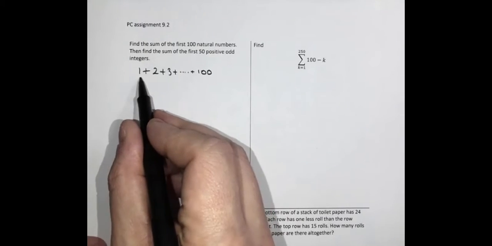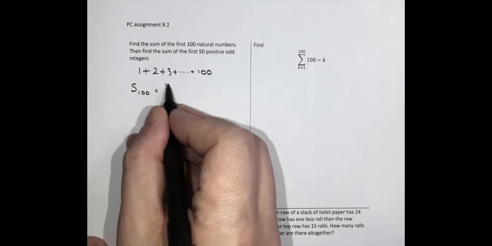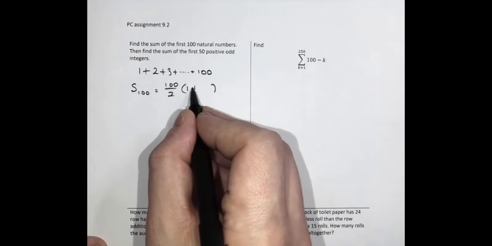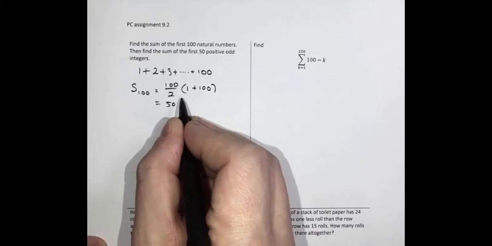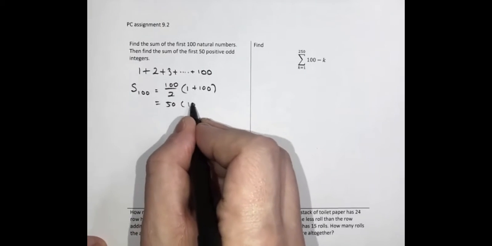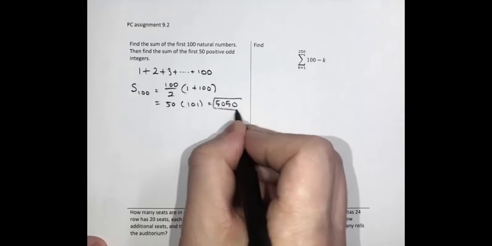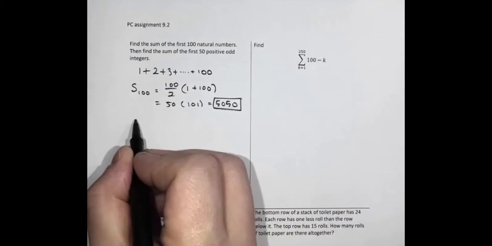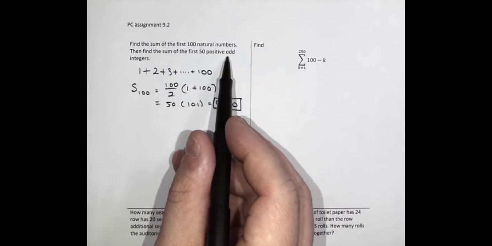So clearly this time there are 100 terms. So the sum of these first 100 terms is going to be 100 over 2 multiplied by the first term plus the last term. So in other words, we get 50, which is 100 over 2, multiplied by 101, and so the answer is 5050. Think about how much time that would take if you literally were adding 1 plus 2 plus 3 plus dot dot dot. For the second part, it says, then find the sum of the first 50 positive odd integers.